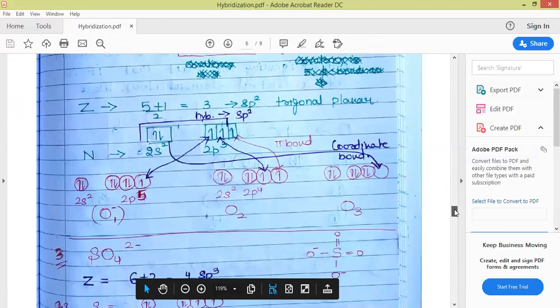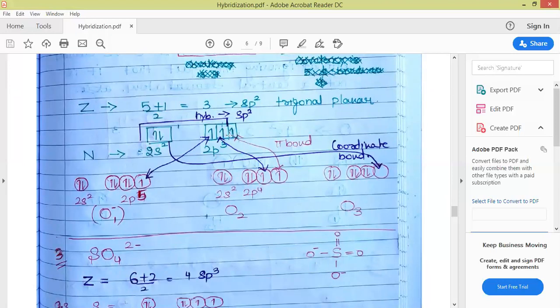So O negative will form 1 sigma bond. This neutral oxygen will form 1 sigma bond, and the third oxygen will get the lone pair present with the 2s2, which was earlier associated with 2s2, but now it is present in the hybridized orbital. So this will form a coordinate bond where both the electrons are contributed by the nitrogen.